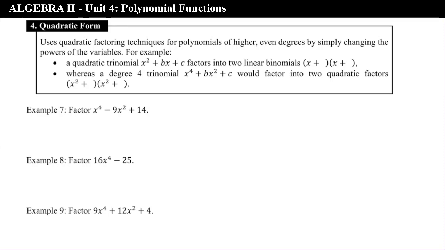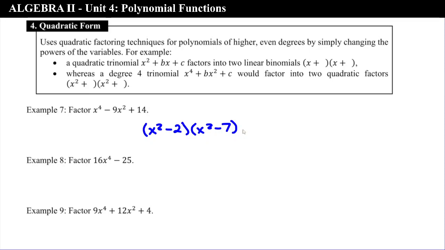So let's do this as if these are quadratics. We just have to remember to put the correct power on our x. In example 7, we're going to factor this as we traditionally would. We want to find two numbers that multiply to give us 14 and add to give us negative 9. And those factors are negative 2 and negative 7. So instead of x minus 2 times x minus 7, because we have an x to the fourth here, you're going to do x squared minus 2 times x squared minus 7. And that would be your factored form.